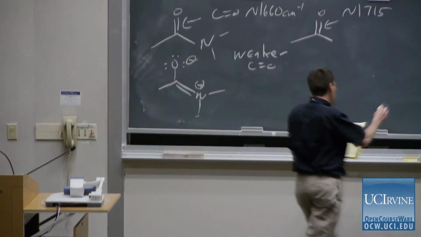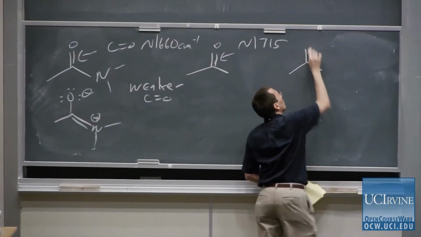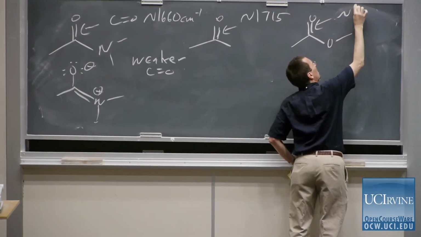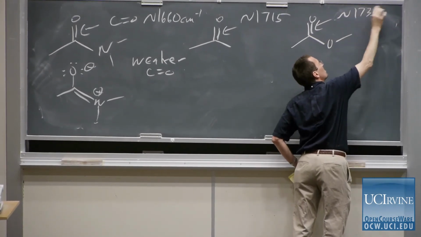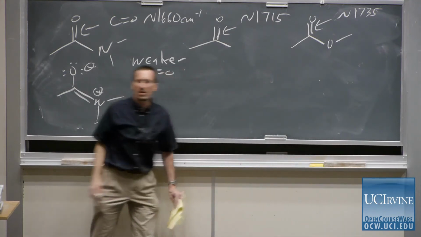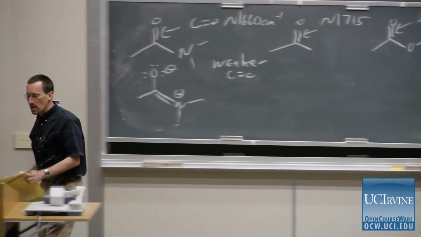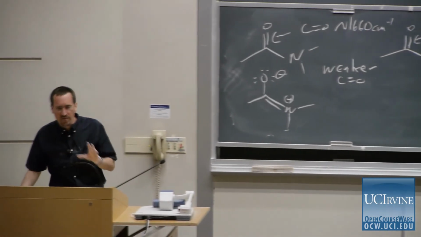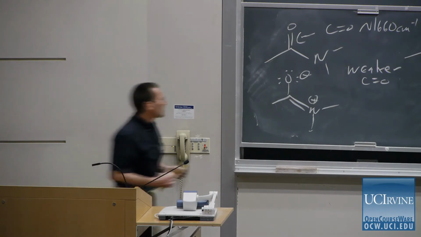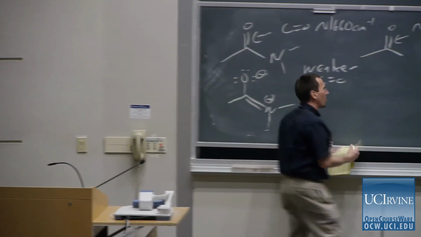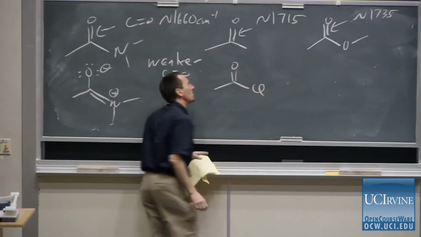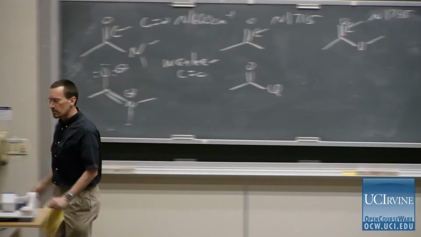Now, if we come over to esters, a typical ester, and again, these are generic compounds and generic values, is at about 1735 for the carbonyl stretch. So you don't see it very, very different from a ketone, just a little bit different. But where you really start to see things different is by the time you get to acid chlorides and acid anhydrides. And this is where I think it's really telling.